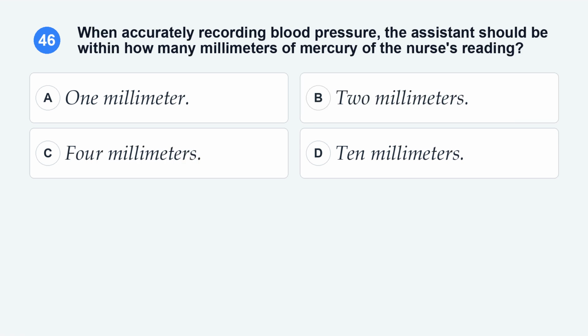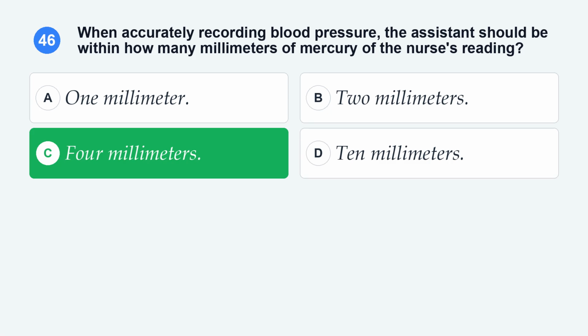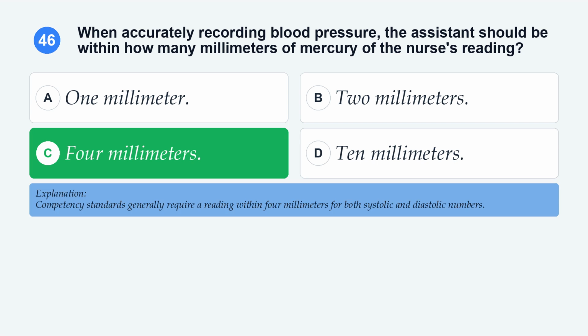Question 46. When accurately recording blood pressure, the assistant should be within how many millimeters of mercury of the nurse's reading? Option A. 1 millimeter. Option B. 2 millimeters. Option C. 4 millimeters. Option D. 10 millimeters. The correct answer is option C. 4 millimeters. Explanation. Competency standards generally require a reading within 4 millimeters for both systolic and diastolic numbers.